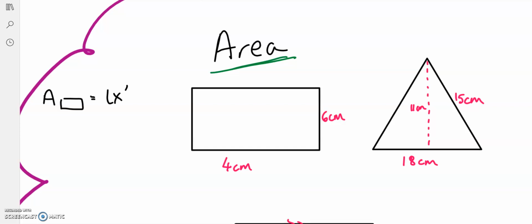And the area of a rectangle is given by the formula length times breadth. That is a need to know. You need to know that. So if we have a look at this rectangle here, 4 times 6 is 24 square centimeters. For area problems, our units are centimeters squared, millimeters squared.